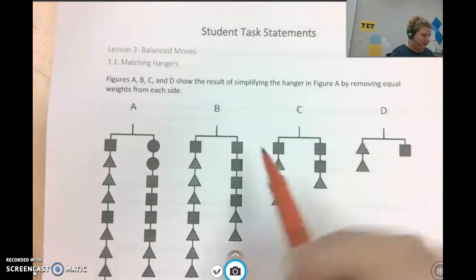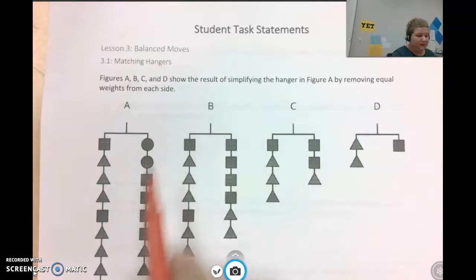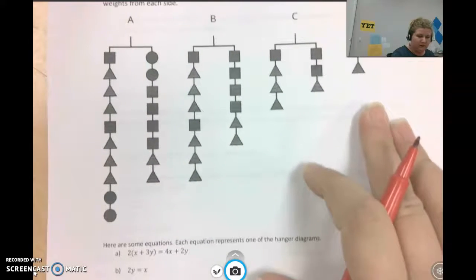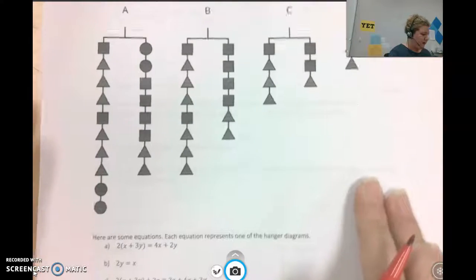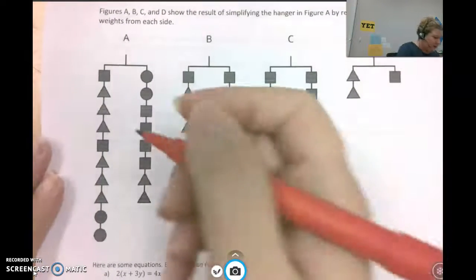Looking here, figures A, B, C, and D show the result of simplifying this hanger by removing equal weights from each side. Here are some equations. Each equation represents one of the hanger diagrams. So, we're going to try to match them up.